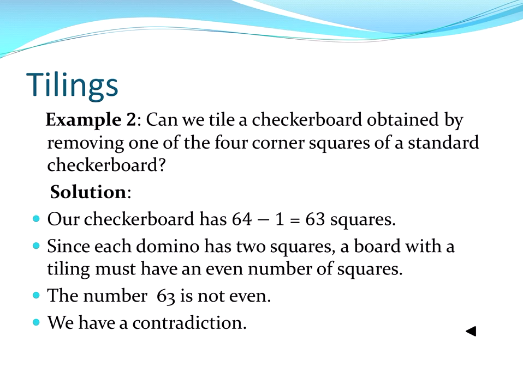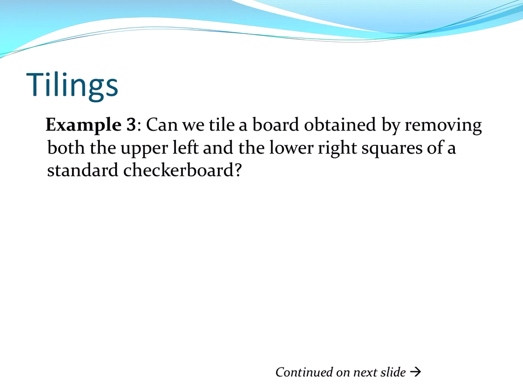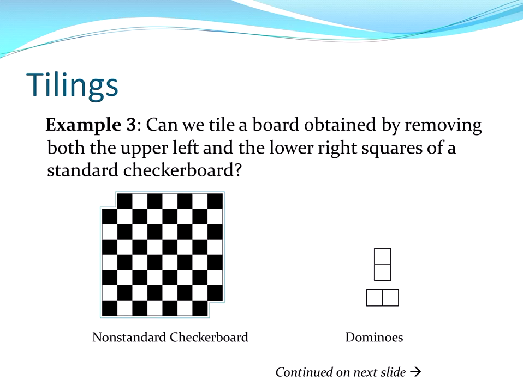All right, let's look at another example. Our last example will be, what if we remove 2 squares? Can we tile a board obtained by removing opposite corner squares from the checkerboard? Here's a checkerboard with the upper left and the lower right square removed. Can we tile that using some combination of vertically or horizontally placed dominoes?